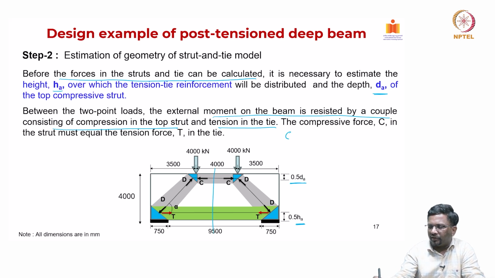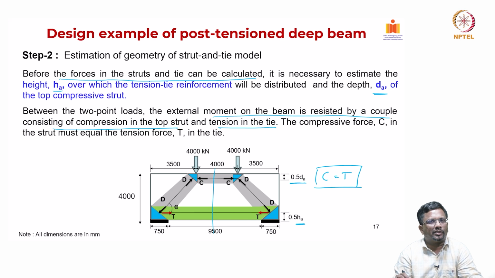So, we say that C is equal to T. Whatever C force is coming in the top strut should be equal to the tension tie T. So, we can see here, this is one thing that we have established: C is equal to T. Keep that in mind for this particular strut and tie configuration.